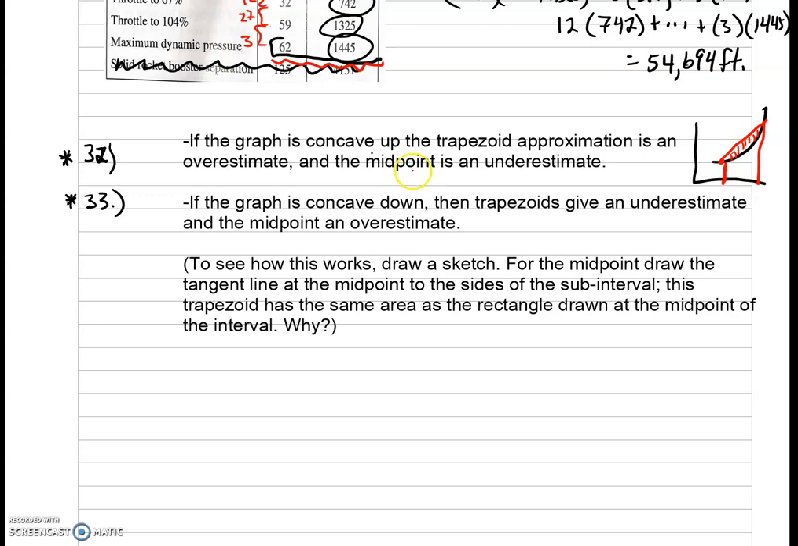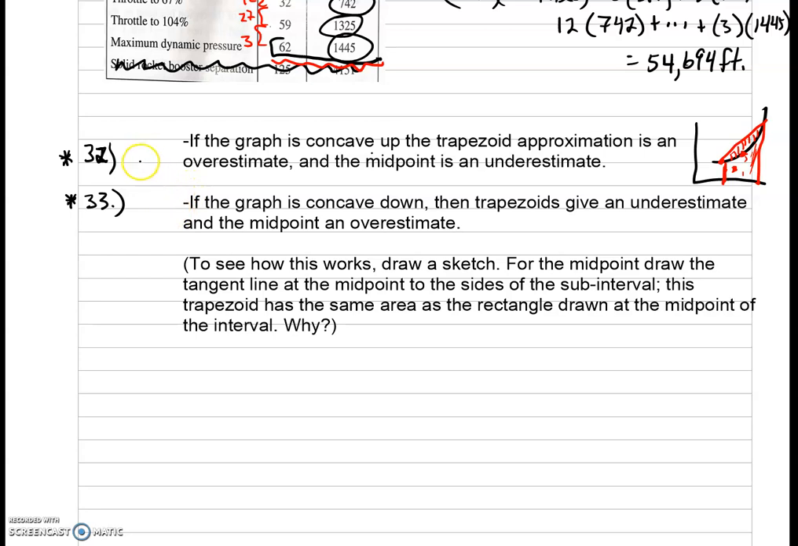Well, that might be a little bit unclear to you. Notice the graph is increasing. So if we think about the midpoint, there's going to be more area underneath on this side than there is on the left-hand side. So that makes our midpoint an underestimate. With a concave down graph, trapezoids will give an underestimate and the midpoint will give an overestimate. Again, this is not something that has ever been tested on the AP exam, but in theory, it's something I suppose they could test on something like this.